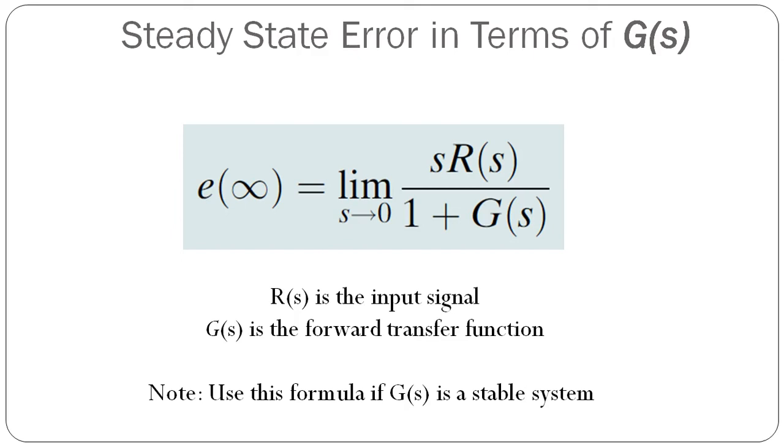Okay, so let's proceed to the steady state error in terms of the forward transfer function. Kanina, steady state error pagka ang given is the closed loop transfer function T of S. Pagka given naman is forward transfer function, ito yung gagamitin nating formula. By the way, ano ba yung difference ng forward transfer function sa closed loop transfer function?